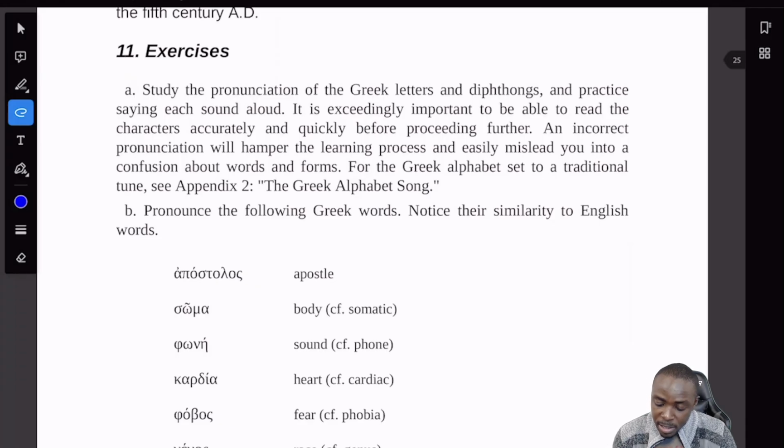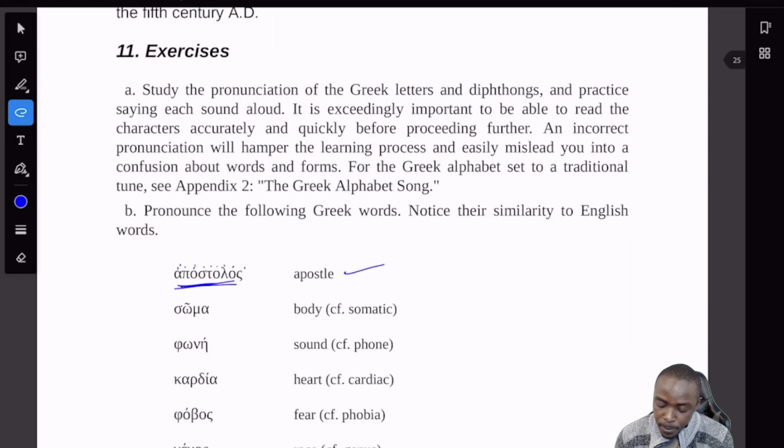So the first word is apostolos. So you have alpha, pi, omicron, sigma, tau, omicron, lambda, omicron, sigma. So take your time, transliterate, and go through and listen to the pronunciation that I'm giving here, and after a while you'll be able to call these, right? So the first word is apostolos.